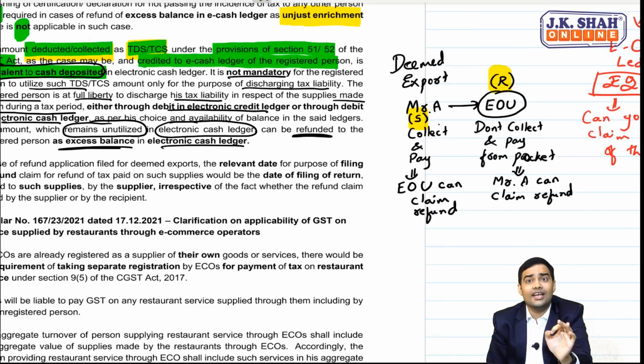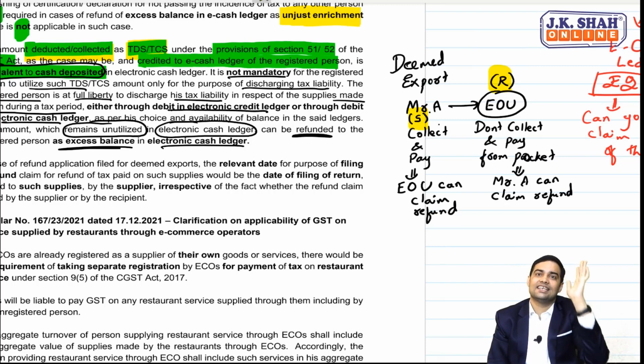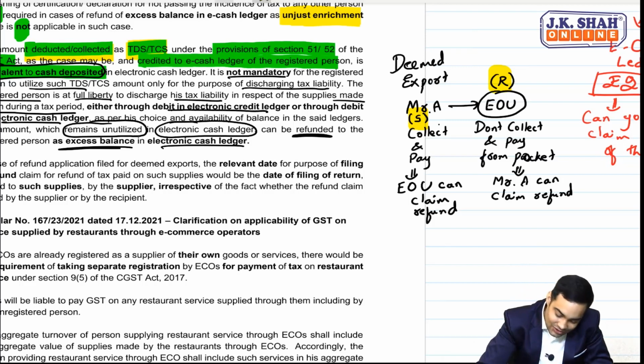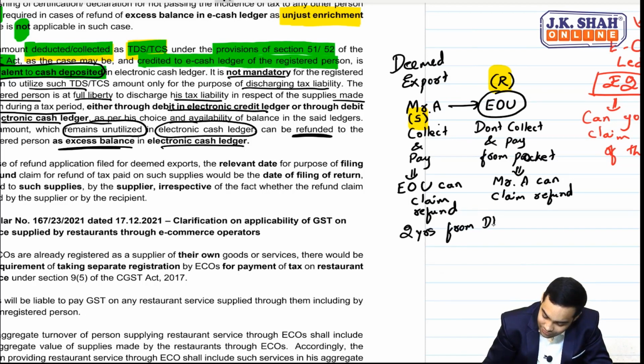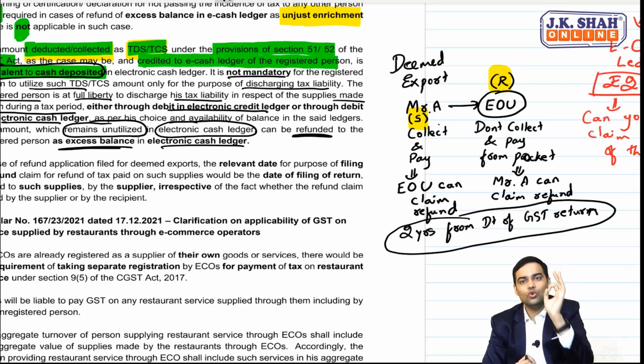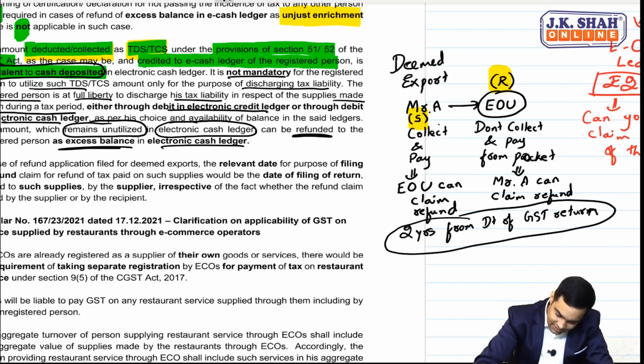Choice is given to the parties concerned. Now, in such cases, I have a question for you. The time limit was 2 years from date of GST return of the concerned period. This was the time limit. 2 years from the date of concerned GST return. Whose return? Supplier's return or recipient's return?